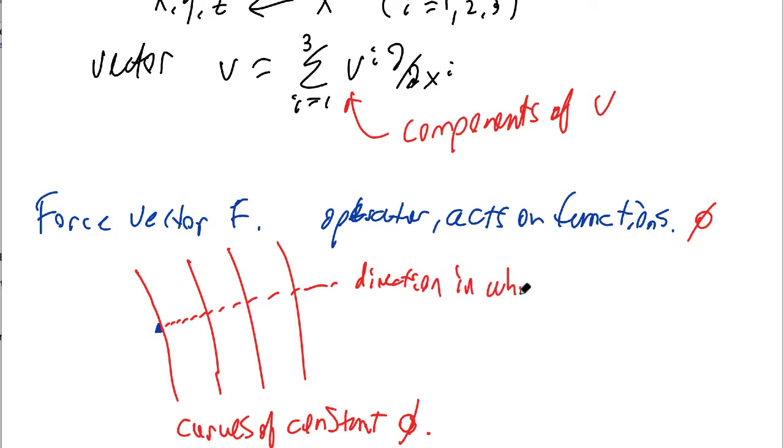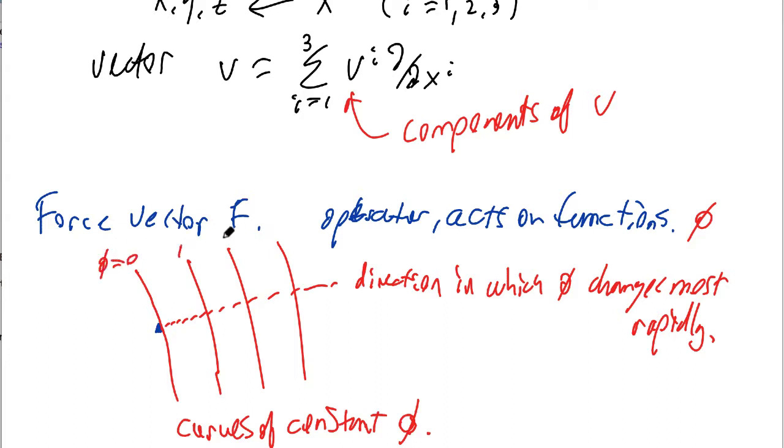This is the direction in which phi changes most rapidly. And let's also scale phi such that these curves of constant phi represent actual physical distance along this direction of most rapid change. So in other words, if this is phi equals 0, 1, 2, 3, and so forth, then this actually represents 1 meter of physical distance along this direction of most rapid change. And these lines are separated by 1 meter along the dashed line here.